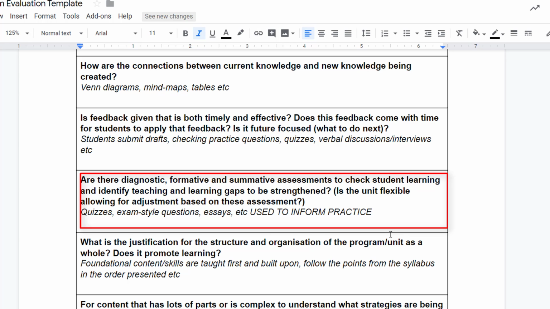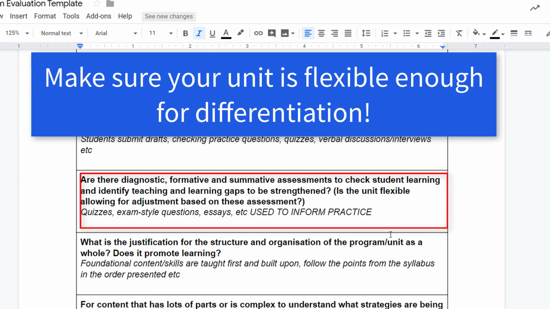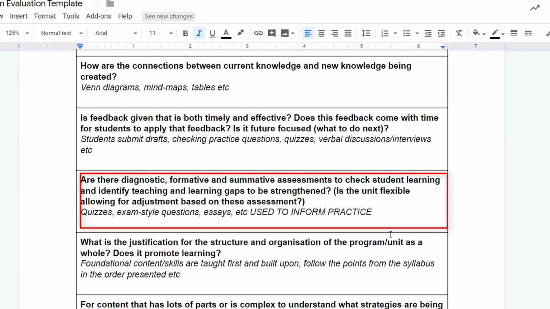So it's one thing to have the diagnostic, formative, and summative assessments in there, but it's another thing to then build in the time to actually reflect and make adjustments based on the data that you get from that. And that's why it matters. If you're not making the adjustments based on the data you're getting, then there's no point really in doing those types of assessment anyway.